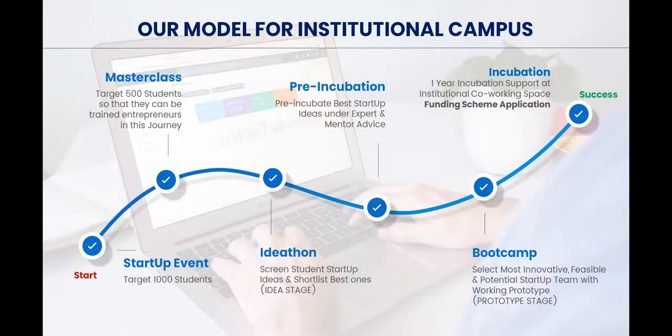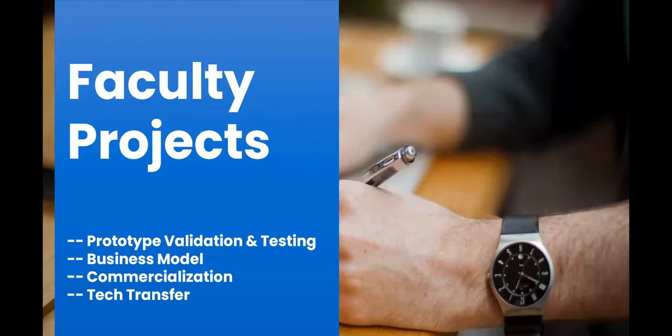So this is simply a model for institutional campuses, where we are running these institutional incubation centers, where we, as CIBIC or as OPEX, are basically operating partners for these institutions. Right. And this is where we establish their incubation centers, and we activate this incubation center through our support for 1 year. So eventually we have orientation programs, events, then training programs, then ideathons, bootcamps, pre-incubation programs, then bootcamp, and then final incubation support, right? One more thing, faculty projects.